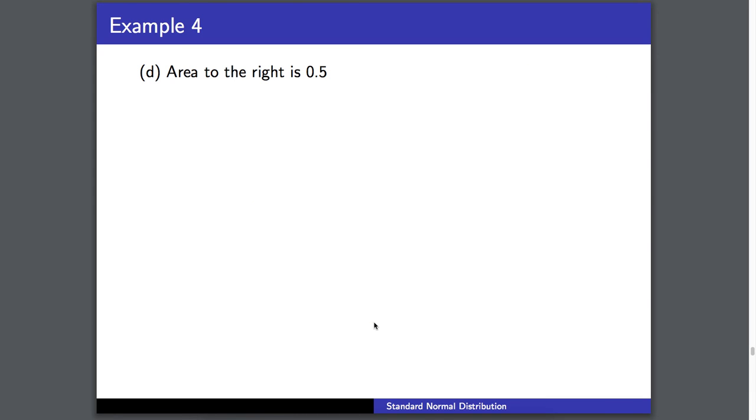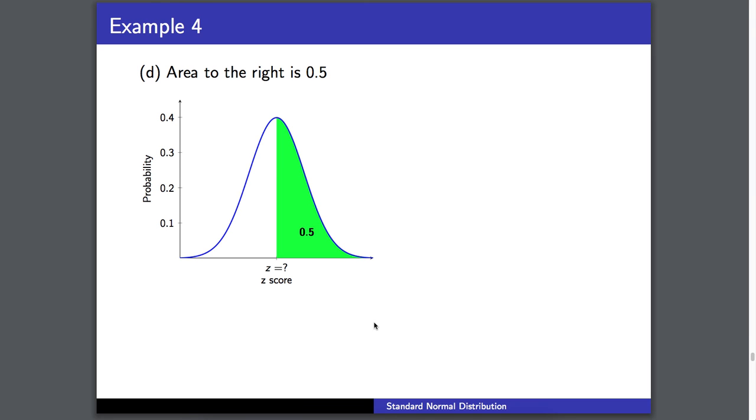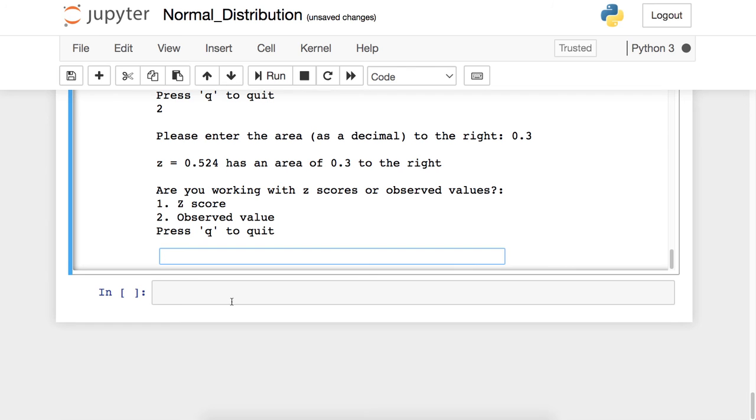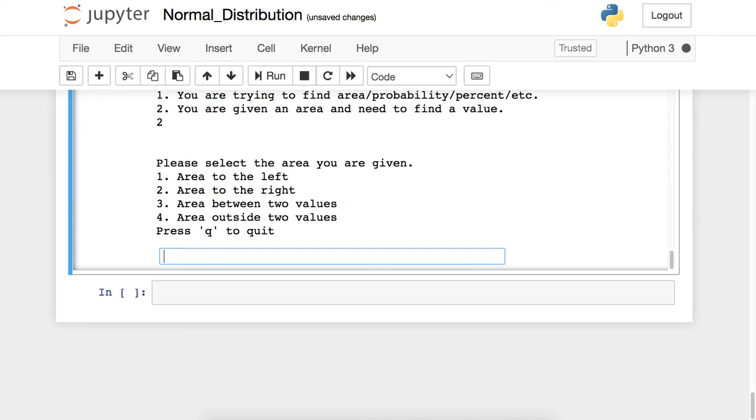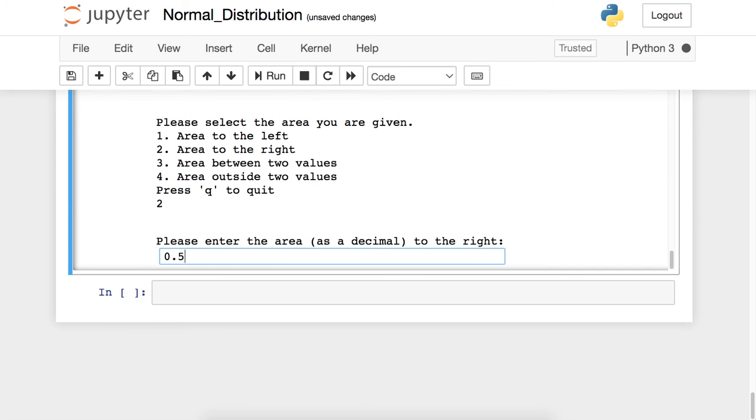All right, part D, the area to the right is 0.5. Well, hopefully knowing about the symmetry of the normal distribution, you can answer this one without having to type anything in. So let's see if your answer is right by typing something in here. So we're doing z-scores, and we're given an area. This time it's area to the right again, and this time the area is 0.5.